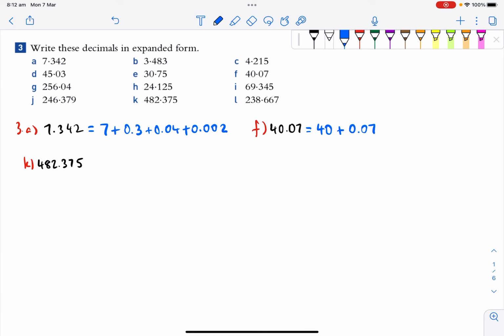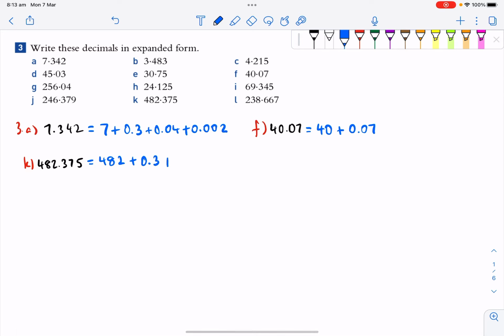I'll do one more here for you. 482. The whole number part, just do it on its own. 482. We're not going to split that up. So here we have the 3 in the first decimal position. So ignore everything after it and replace that with 0, and you can ignore the front numbers as well. We don't write 0.3. We don't do that. 1 0 is enough. So in this case, we get 0.3.